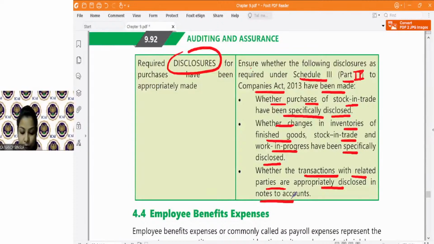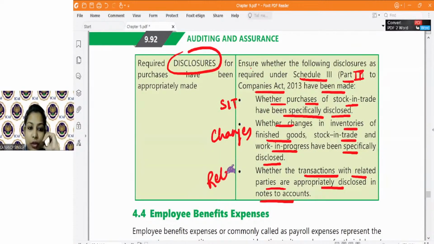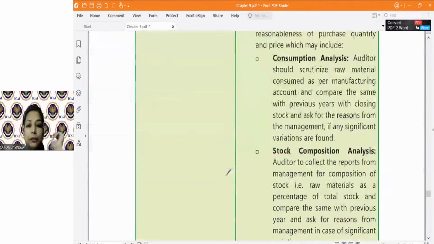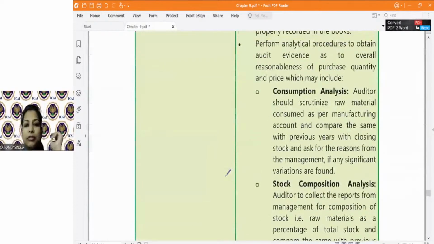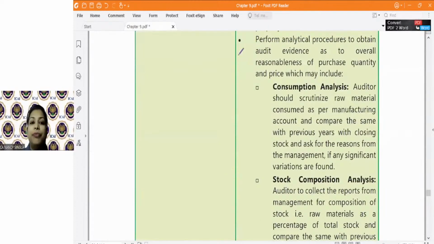Simple है ना? बताओ कुछ confusion है? So पहले ही क्या बात कर रहे हैं? Stock in trade की बात कर रहे हैं. Then it is saying whatever changes are there, and then this point is related to related parties. ठीक है? Simple. ठीक है? Now with respect to this point, just 5 more minutes, then we will take the break.